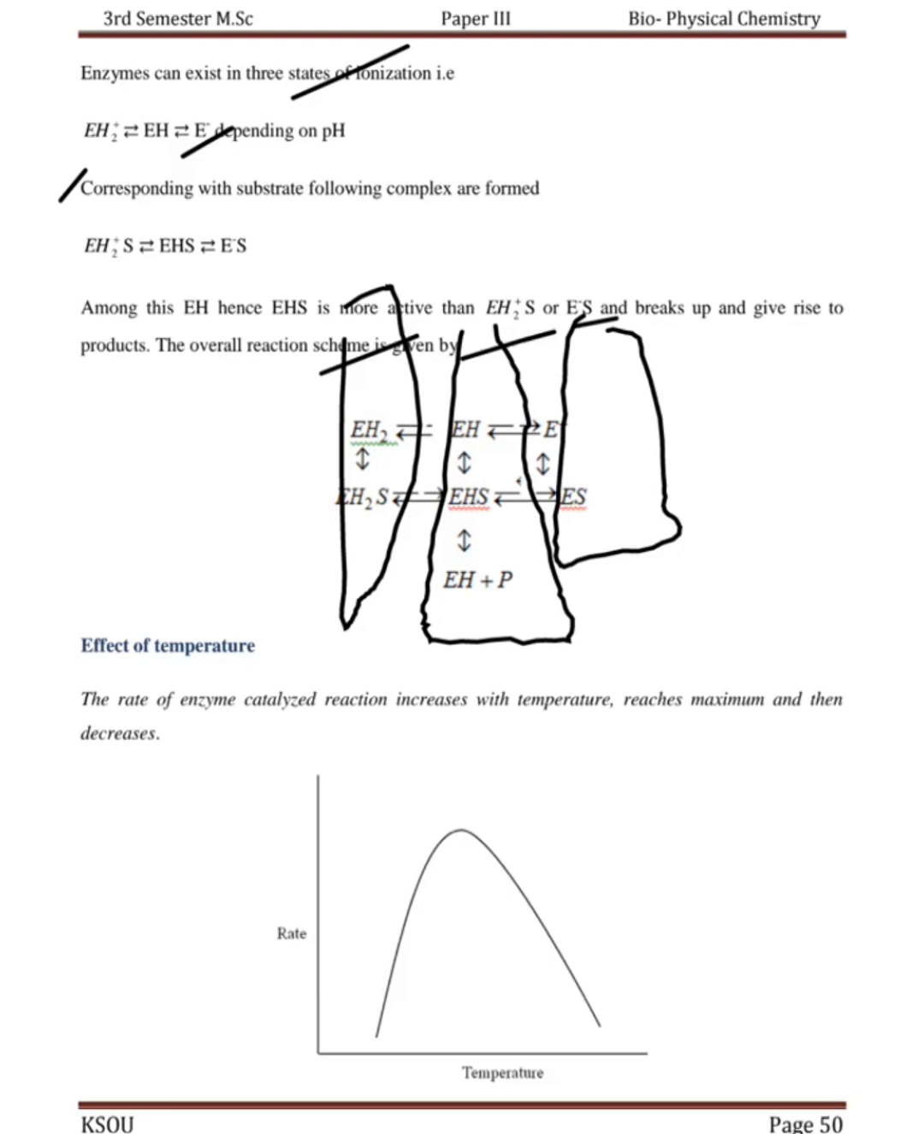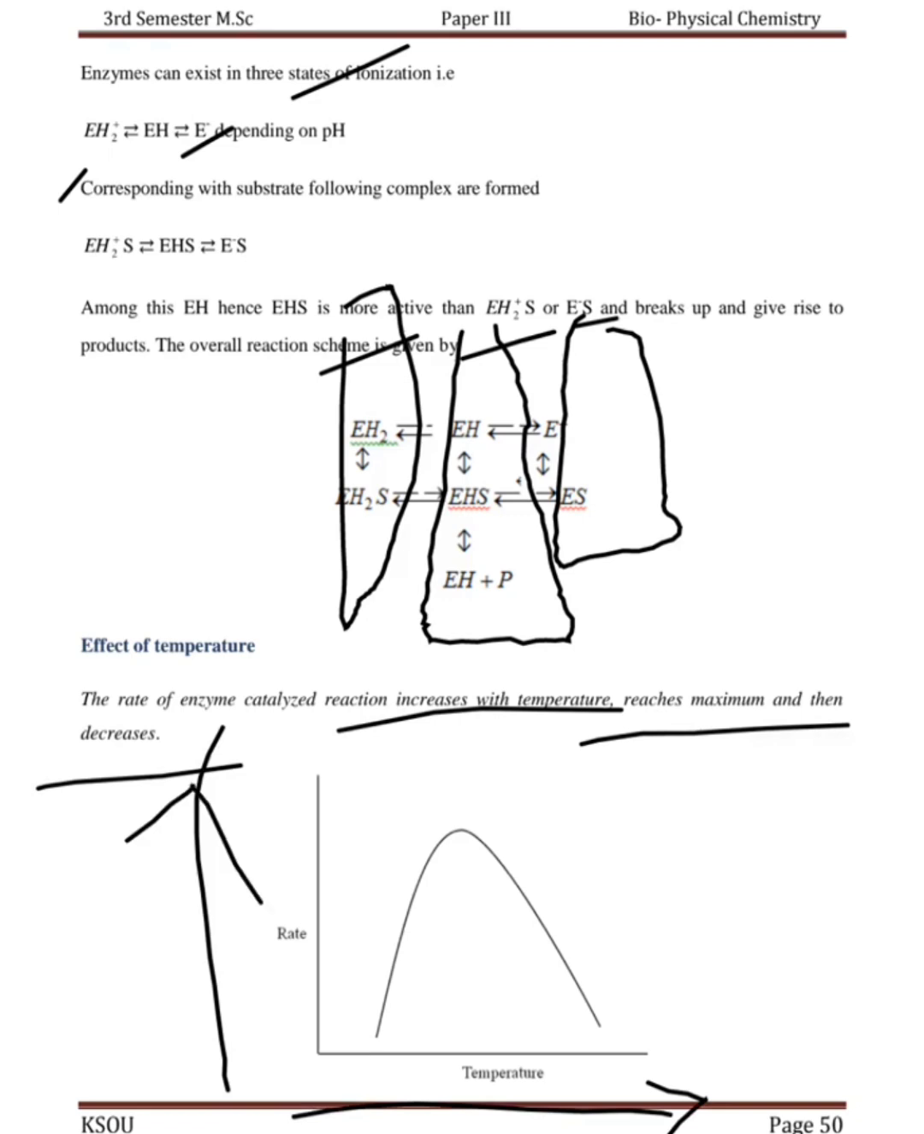And also with respect to temperature. We have varied the concentration, we have varied the pH. Now we are going to vary with respect to temperature. The rate of enzyme catalytic reaction increases with temperature, reaches a maximum, then decreases. So when the temperature is increased, the rate of reaction also increases, later it decreases after a certain point. So it mainly depends on the temperature.